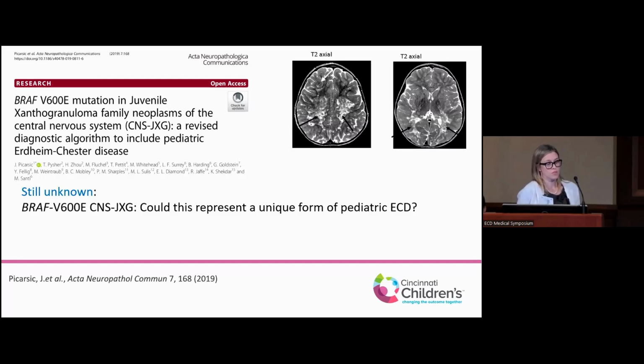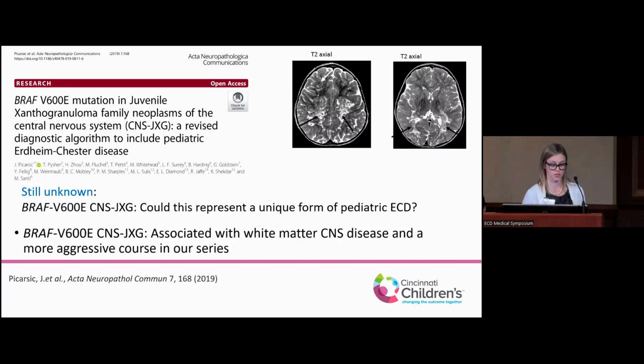And of those 5, there was only one that had the classic, by the definition of our understanding of adult ECD, definition. That patient they'll show next to highlight. But in a case like this, with basically CNS type disease that was aggressive, with both enhancing lesions and white matter changes in this single cutaneous lesion, does this represent a unique form? It certainly is different than the typical cutaneous JXGs that we see.